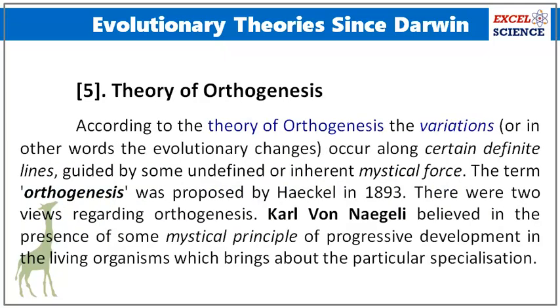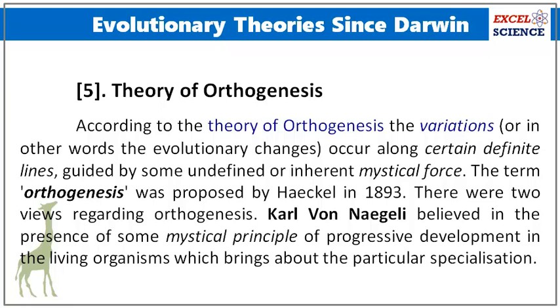Theory of orthogenesis. According to the theory of orthogenesis, the variations, or in other words, the evolutionary changes, occur along certain definite lines, guided by some undefined or inherent mystical force. The term orthogenesis was proposed by Haeckel in 1893. There were two views regarding orthogenesis.